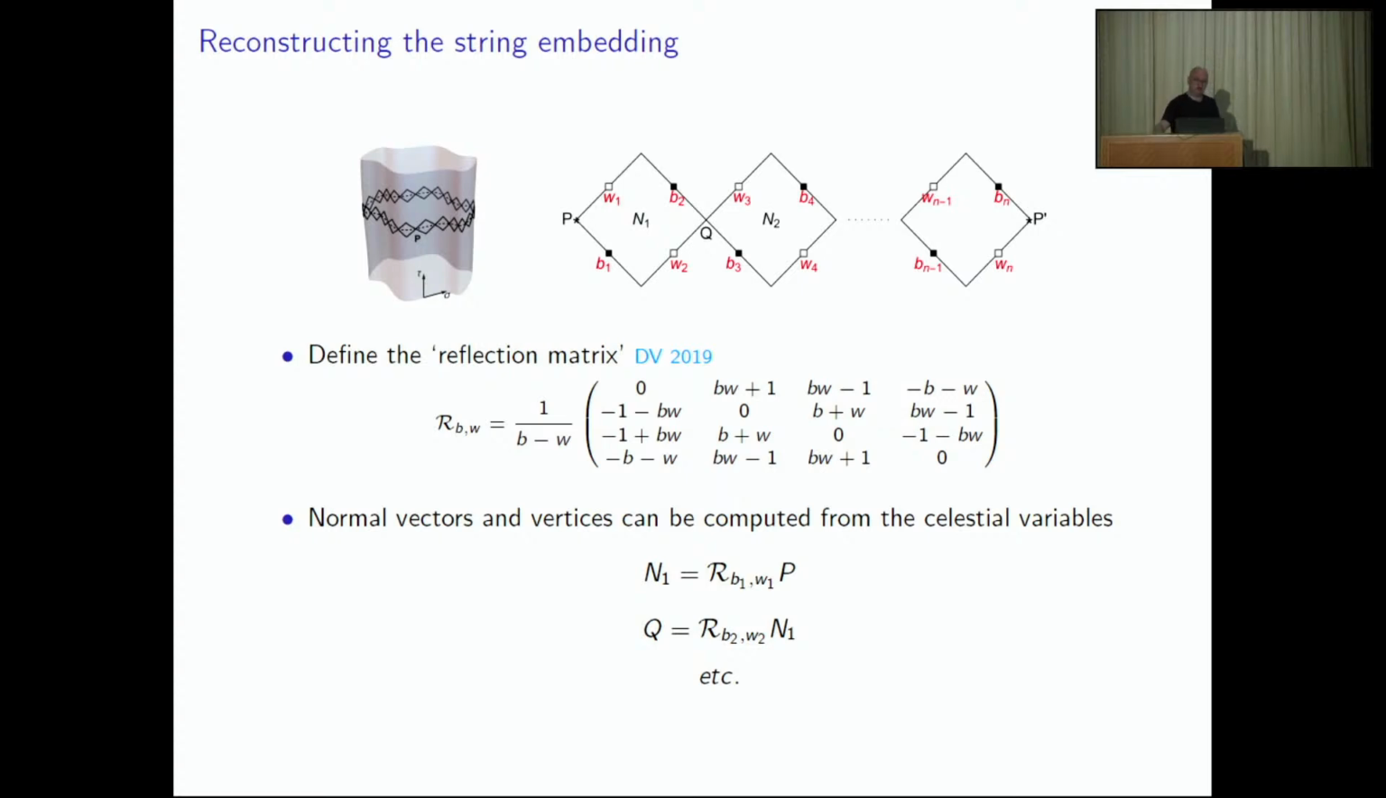In the smooth limit, these two, the black dots and the white dots, become two different smooth fields on the string worldsheet. All right, so now we know how to generate those animations I showed you. Let's talk about something else.